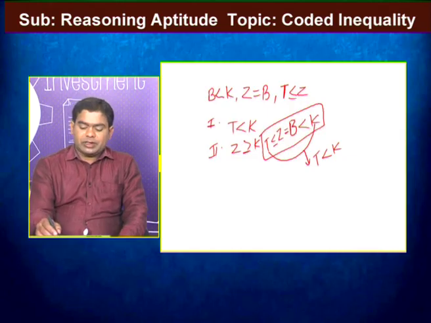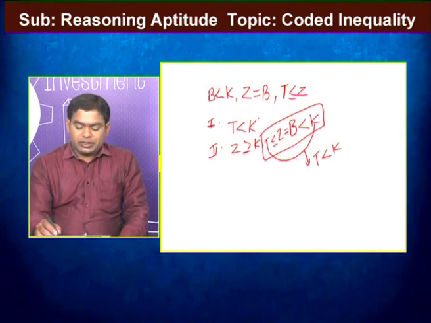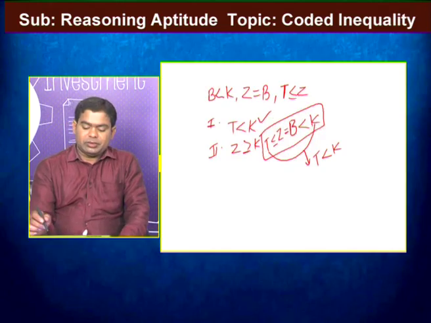Here our conclusion is also T less than K, so both are equivalent. That one is satisfied. That means conclusion 1 follows. After that we go to the Z to K.